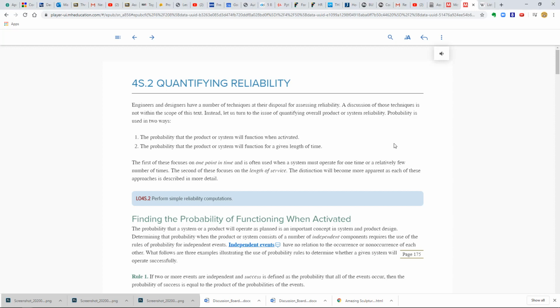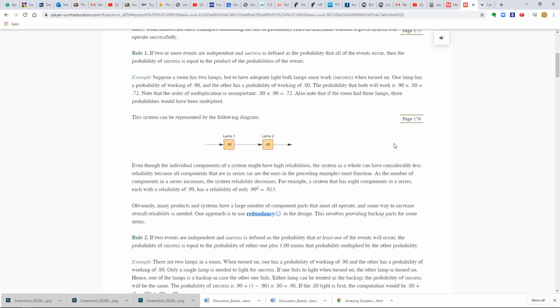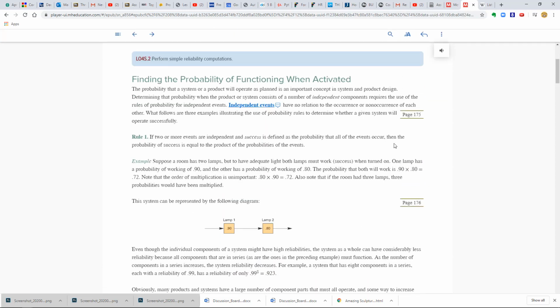Okay. I would expect that you have read this part of the book here. What are we on? Page 175, approximately. And what we're talking about here is when we have chain probabilities. The example here is there's a lamp with a 90% chance of working, and then another one downstream from it at 80%. And what happens is the overall likelihood of these two lamps working is 0.9 times 0.8.